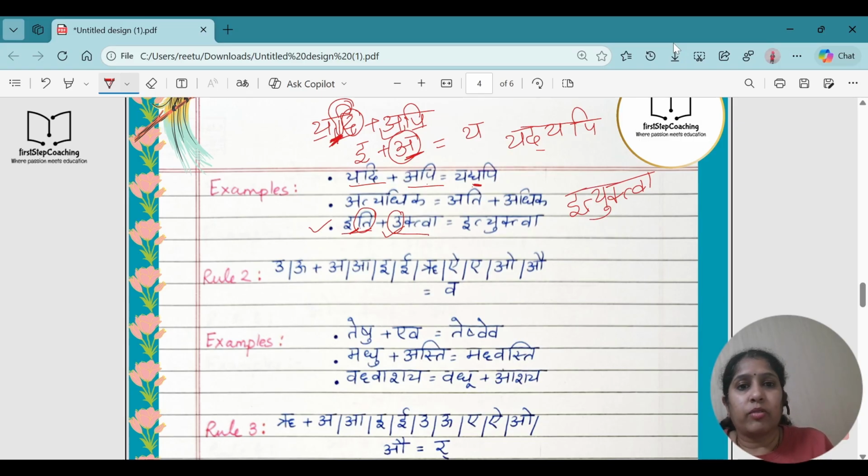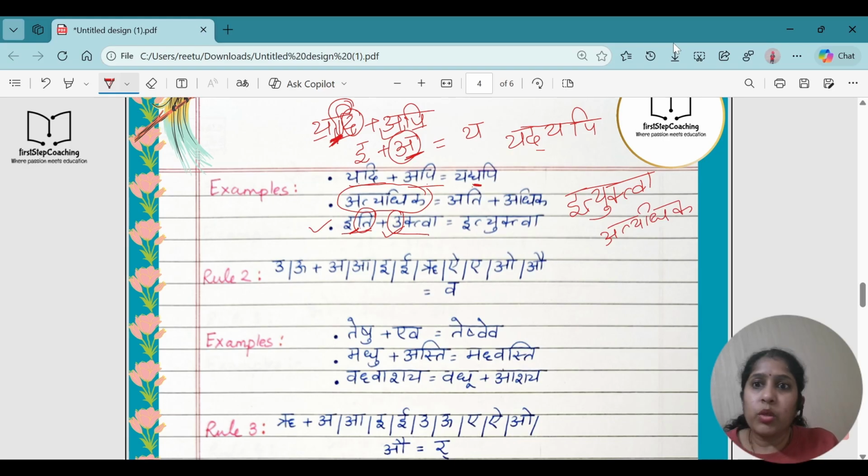Yes, we got it. Iti yuktva. Understood? I'm hoping this made clear how we are going to join the words in yan sandhi. Correct? So now, if you just see this one, atyadhik, let's do one thing. Let's try to split this with the rule, whatever we have seen, right? The word is atyadhik. Correct?